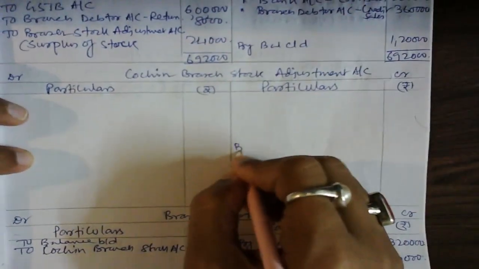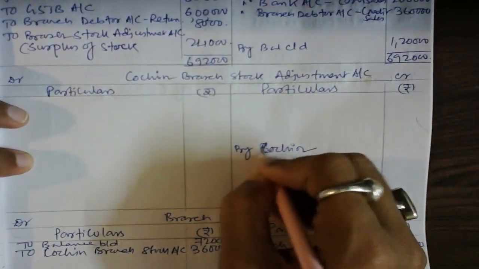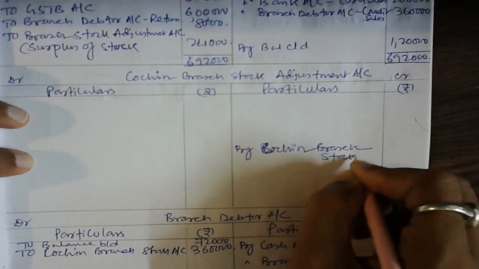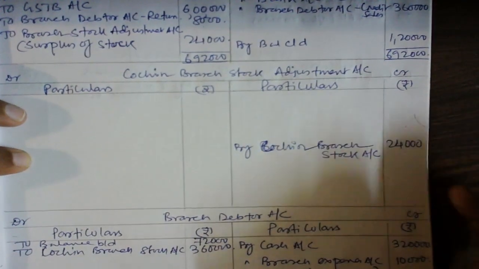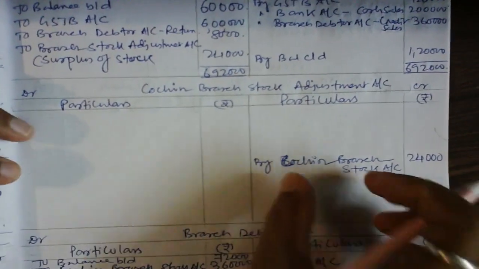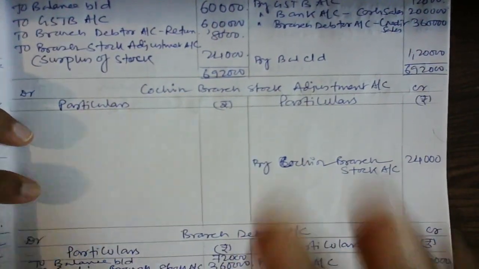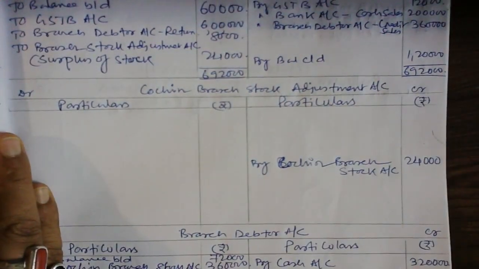Perfect. A little below, by Cochin branch stock account 24,000, sir. By Cochin branch stock 24,000. Now what we are going to do? This is what we have completed. Now in branch stock adjustment, we have to unload all the profit. We have to unload all the profit.